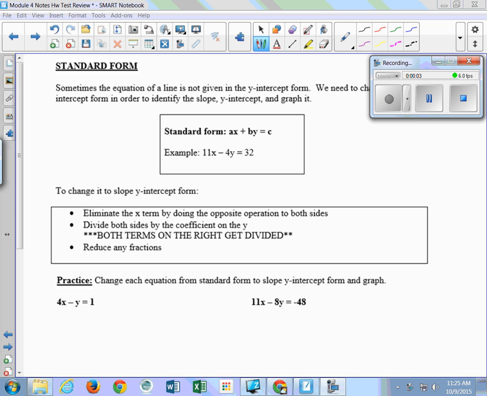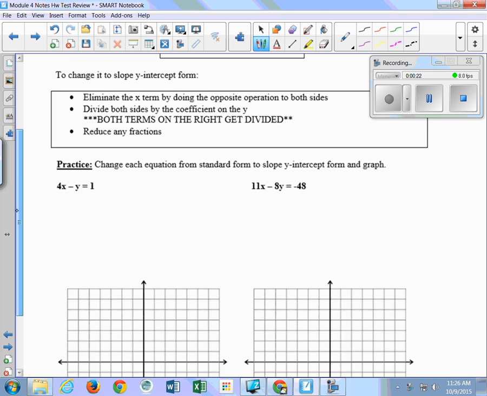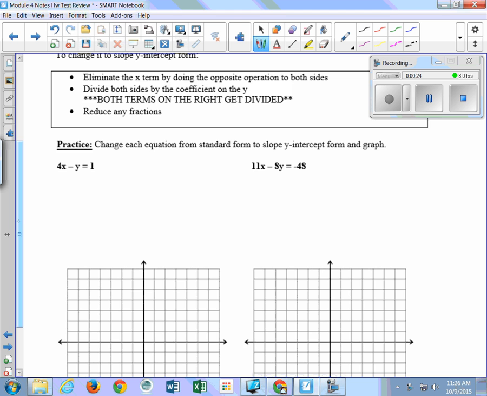Standard form. Standard form is in the form of ax plus by equals c. We've been working with the y-intercept form, y equals mx plus b. And we're going to get equations like these examples in the standard form that we're going to need to change to y-intercept form. So I'm going to show you how to do this. It's 2 steps, sometimes 3 if you have to reduce fractions.